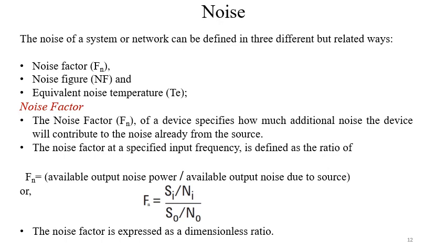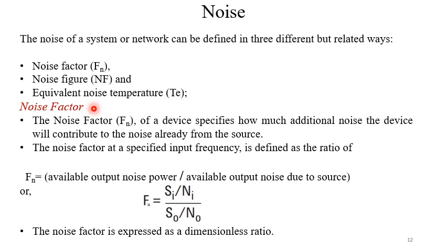The noise of a system or network can be defined in three different but related ways. One is the noise factor, another is the noise figure, and the third is with the help of equivalent noise temperature. So first consider the noise factor. The noise factor, written as Fn, F suffix n.